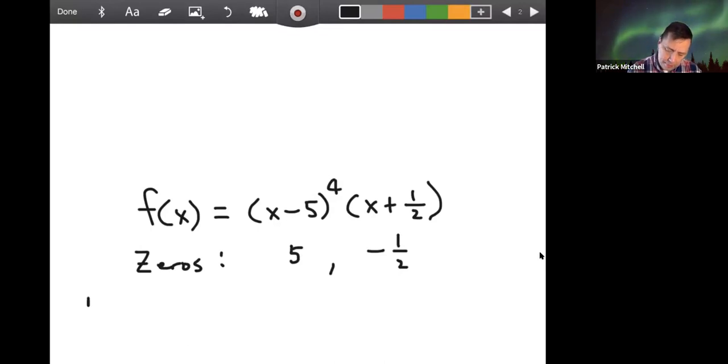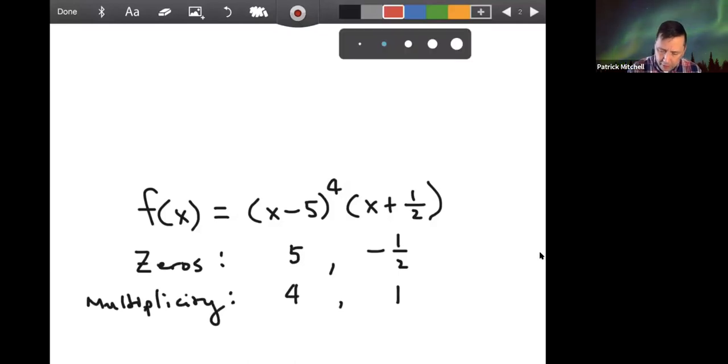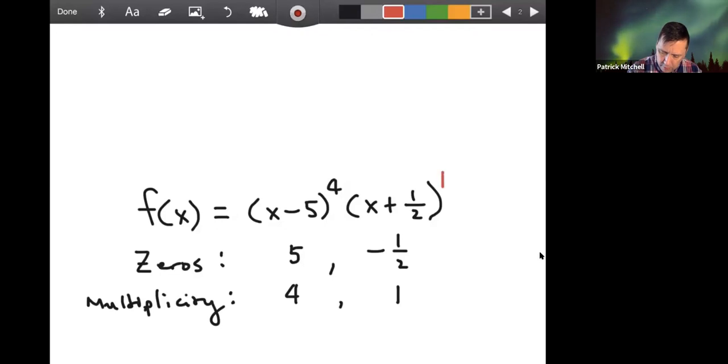And the multiplicities are 4 and 1. So it's just the exponent that appears on that factor. Of course, there's an invisible 1 right there. So that's the idea of multiplicity.